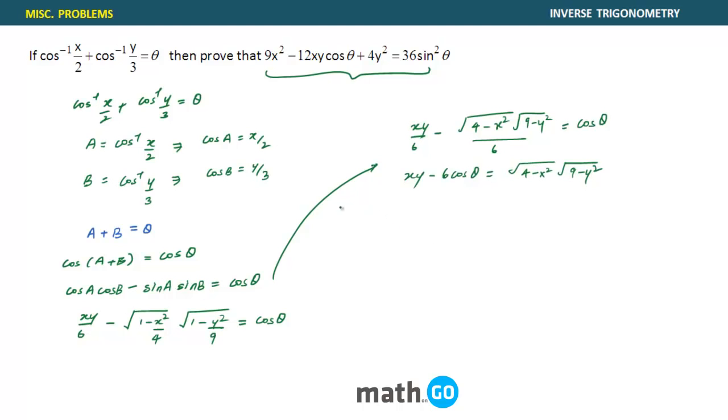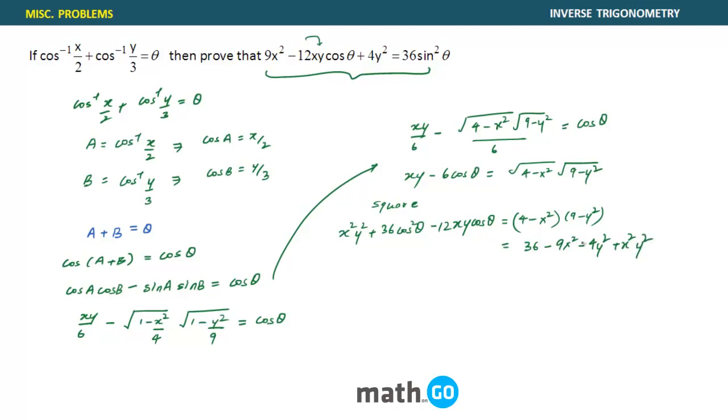Obviously it makes sense to now square, because we want to remove the under root. There is no under root in the question. So this becomes x square y square plus 36 cos square theta minus 12 xy cos theta. Now you see this minus 12 xy, this is there in your question as well. So somewhere down the line you are doing something correct. And this reduces to 4 minus x square into 9 minus y square. Now if you solve this, this becomes 36 minus 9x square minus 4y square plus x square y square, right?